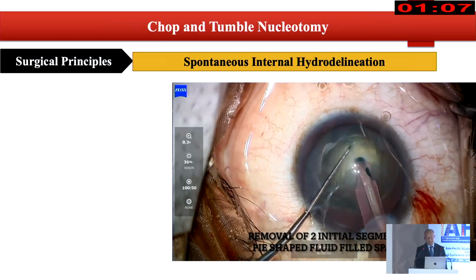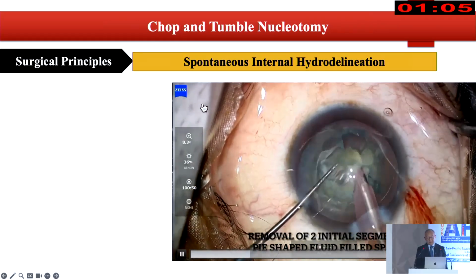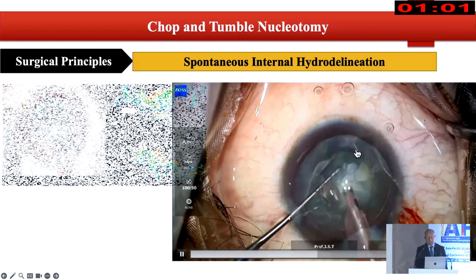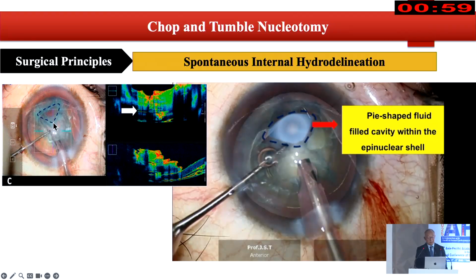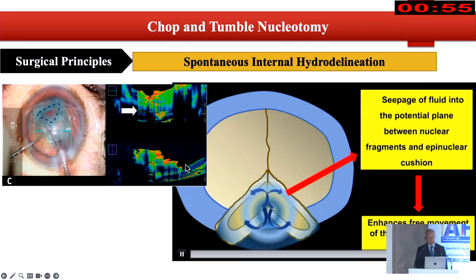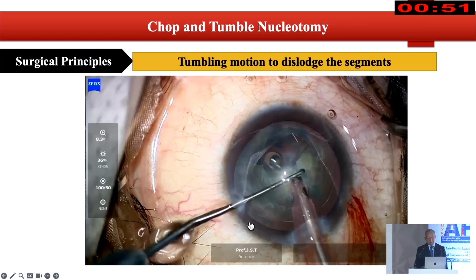If you see here, we have done just a delineation. The central area is now created. This space will allow the internal hydrodelineation to happen. This is the space here. The fluid shifts around the surrounding area to create multiple delineations, and surgery subsequently becomes very, very effective also.